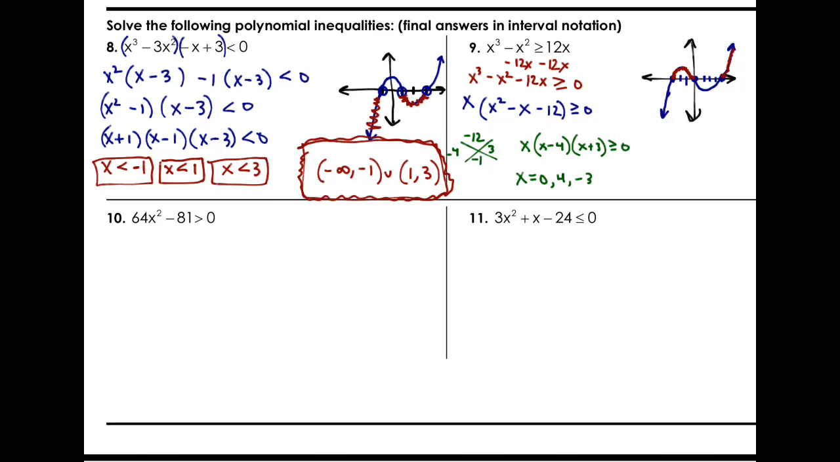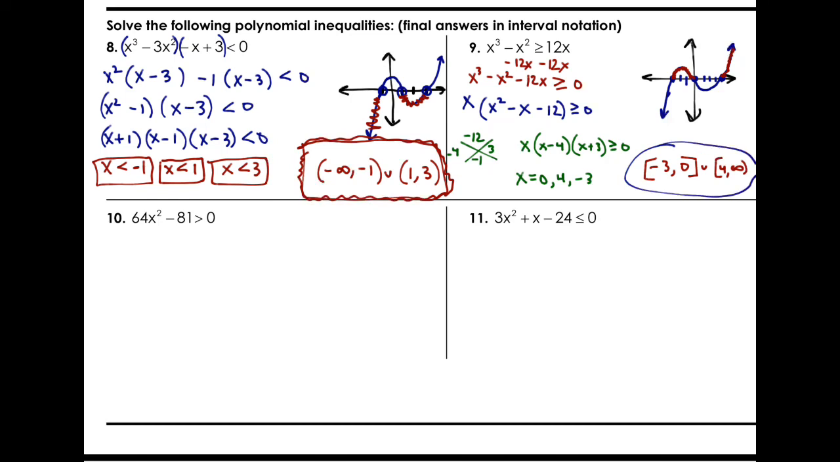Interval notation, we're shading from negative 3 all the way over to 0. So negative 3 to 0. Bracket that in because we included those points. Union. And then we've got 4 to infinity. And there is our interval notation.